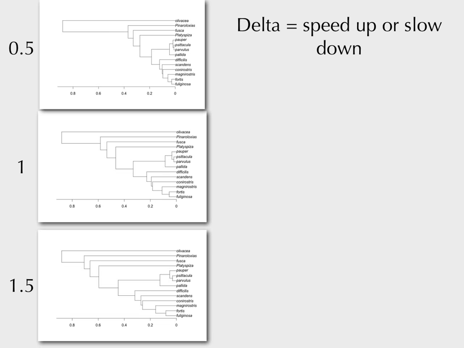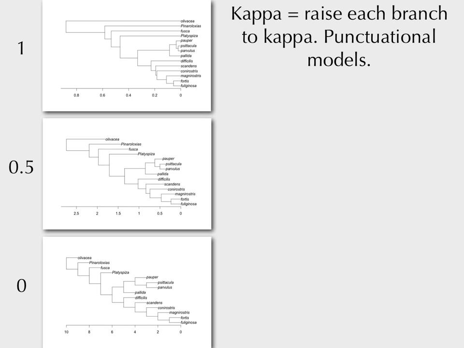Delta lets you try doing more change early or more change late. So we have a model of, say, niche filling after radiation. It could be that at first all niches are available, so species hop over very quickly, and after that you slow down. You fit that by a model where change is first very fast, and then slows down.